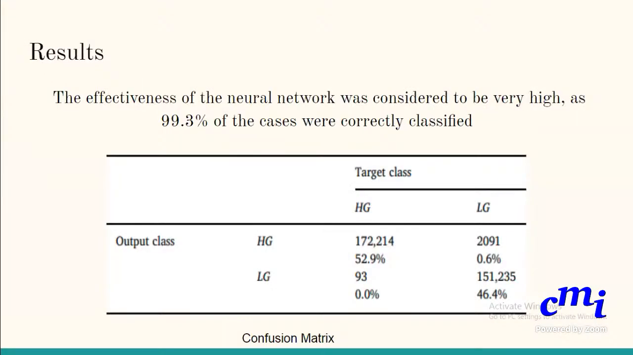Next. So result. So after training, the algorithm correctly classified each image with an accuracy of 99.3. And from the confusion matrix, we can see that the true positives, false positives and false negatives are very low, and it has correctly classified the high grass points as high grass and low grass points as low grass. Next.